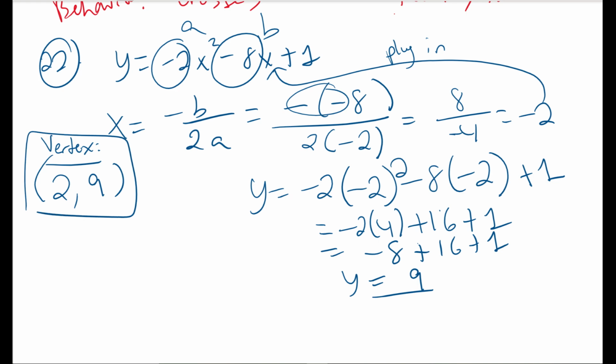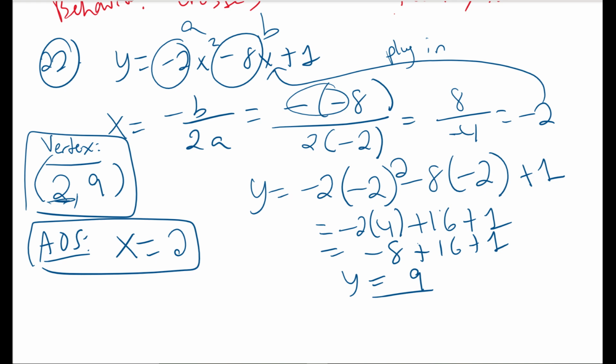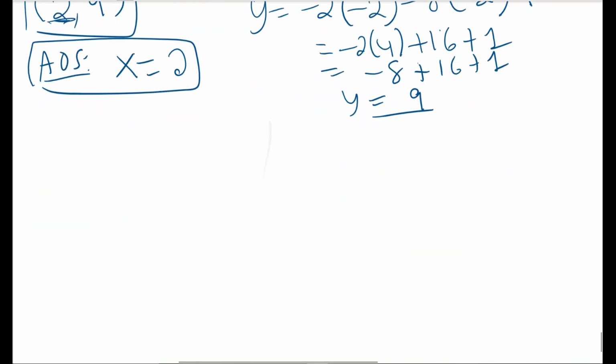They also want the axis of symmetry. Axis of symmetry is simple. All you have to do is, axis of symmetry is simply x equals the x-coordinate there. That's it. X equals -2. That's all they wanted. Axis of symmetry and vertex. Done.